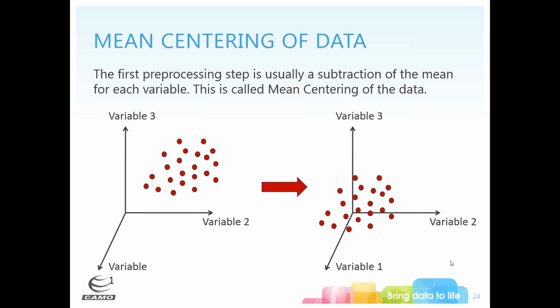So the first pre-processing step that you do in pretty much any principal components analysis is mean centering. And you do this because what will happen is you'll find that your first principal component is just the mean of the data. So by mean centering, you eliminate that and center the data around the origin. It just makes analysis a little bit easier.